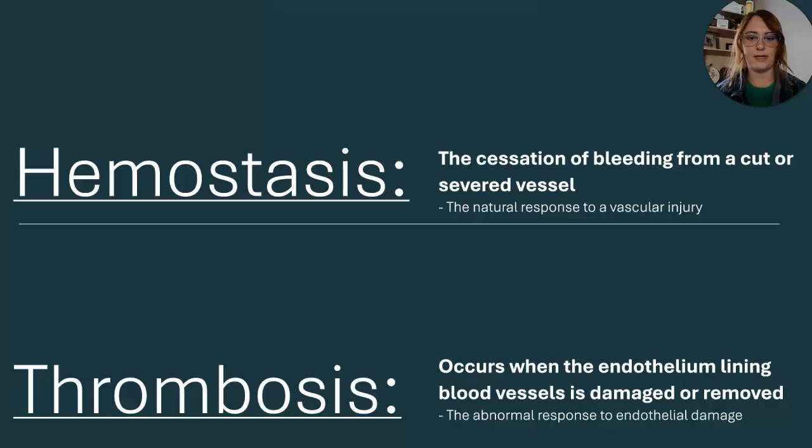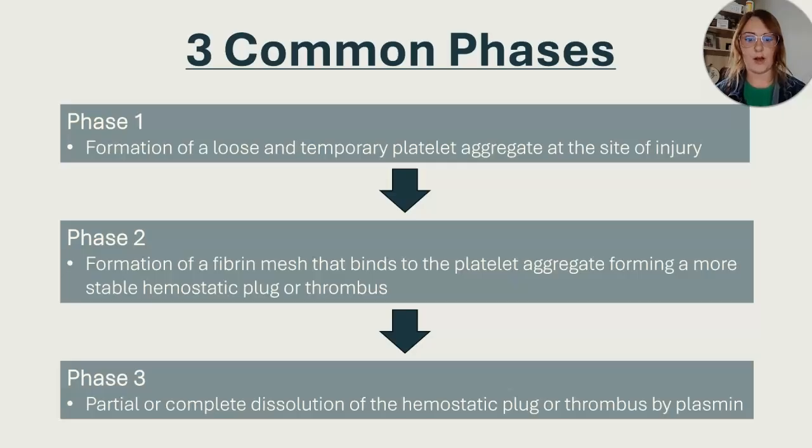Hemostasis is the cessation of bleeding from a cut or a severed vessel and occurs as a natural response to a vascular injury. While on the other side, we have thrombosis, which occurs when the endothelial lining of blood vessels is damaged or removed. This is an abnormal response to endothelial damage. These 2 processes share 3 common phases.